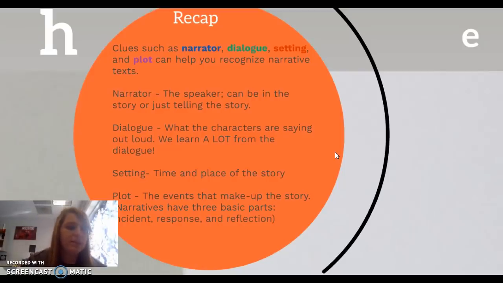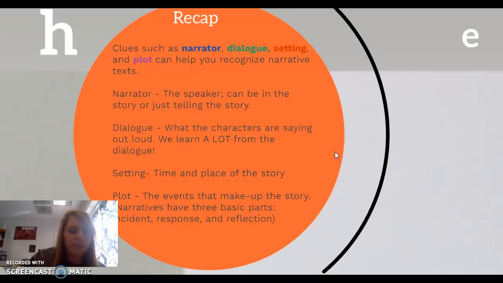Clues such as the narrator, dialogue, setting, and plot can help you recognize narrative text. Your narrator is your speaker, so they can be in the story or they can just be telling the story. They don't have to be a part of the story to tell the story, but they can. The dialogue is what the characters are saying out loud. We learn a lot from the dialogue. We learn about the characters, the setting, and the plot and how it moves forward.